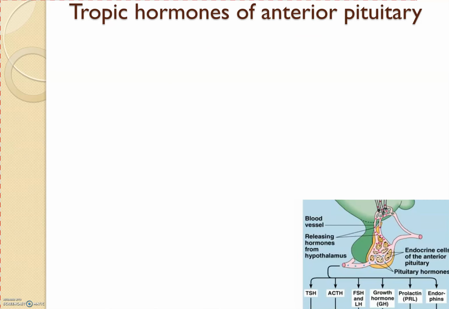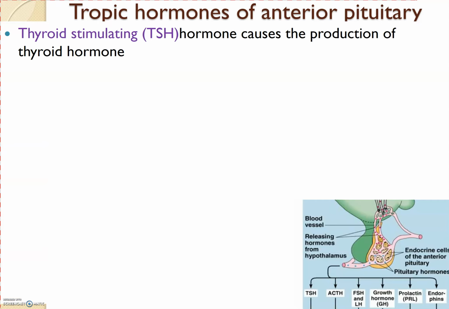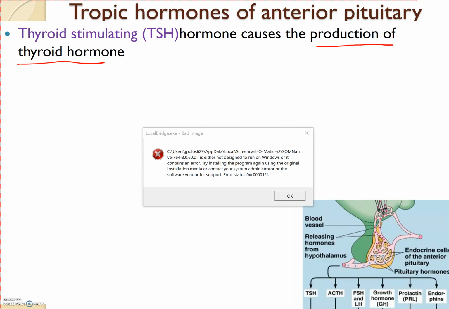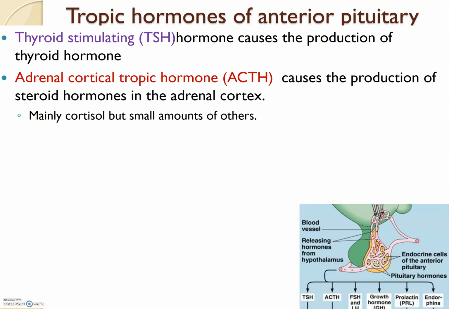First of those tropic hormones is thyroid stimulating hormone, or TSH. This causes the production of thyroid hormone. So very well-named hormone. Thyroid stimulating, it stimulates the thyroid gland. The second hormone is adrenal cortical tropic hormone. So adrenal gland, cortical, cortex. So it stimulates the adrenal cortex. And it causes the production of steroid hormones. So the adrenal cortex makes 5 of the 6 steroid hormones, and ACTH stimulates it.